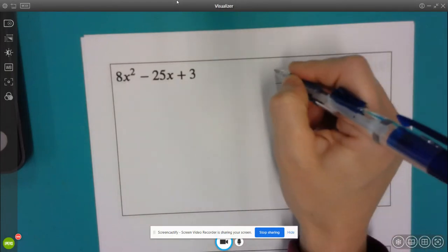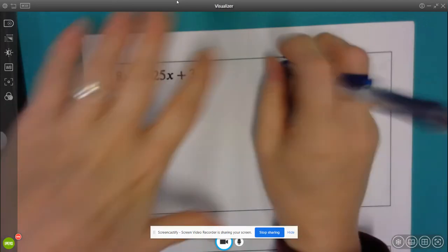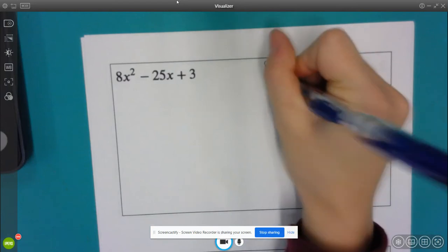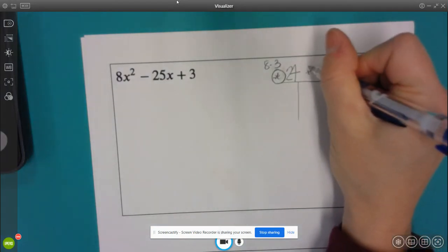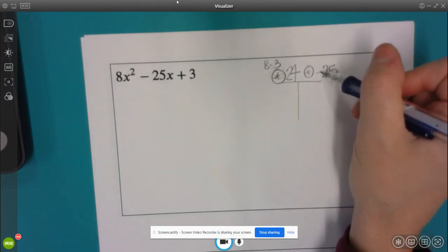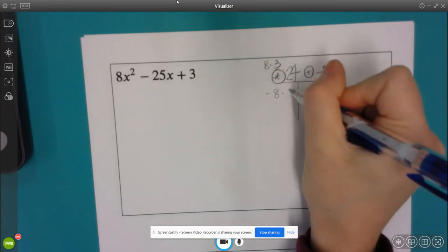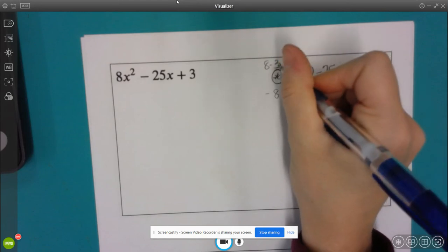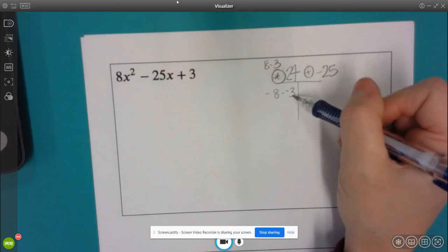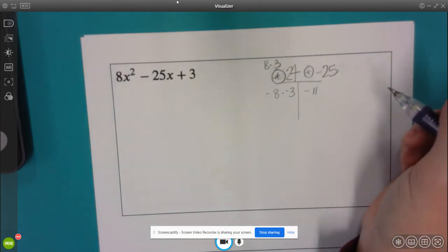So I'm going to look at 8 times 3. So that gives me 24. I did not leave myself enough room. So I'm multiplying to make 24 and adding to make negative 25. Well, since this is negative, both of these values have to be negative. And I'm going to start with negative 8 times negative 3 because that's what we started with here. Well, 8 and 3 definitely does not make 24. That makes negative 11. So that's no good.